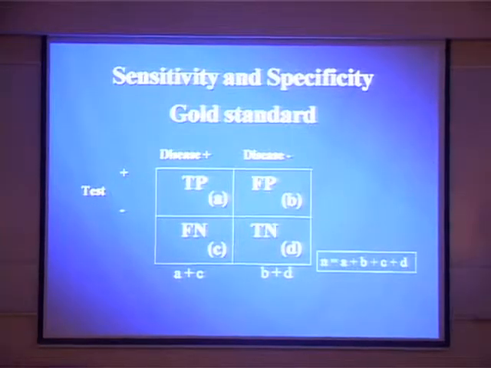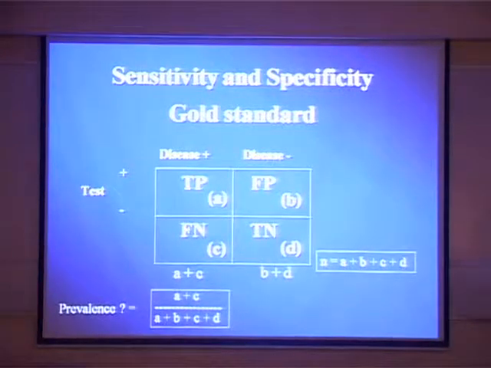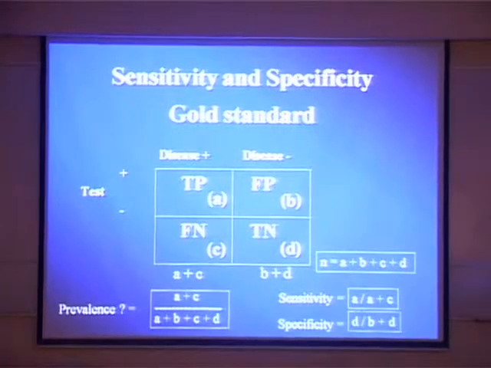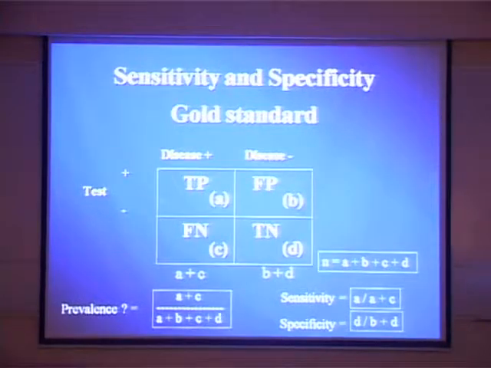The same for prevalence, I will not go over again here, but basically it's A plus C divided by A plus B plus C plus D. Sensitivity, as I said, is A divided by A plus C. Specificity is D divided by B plus D. Is it clear?